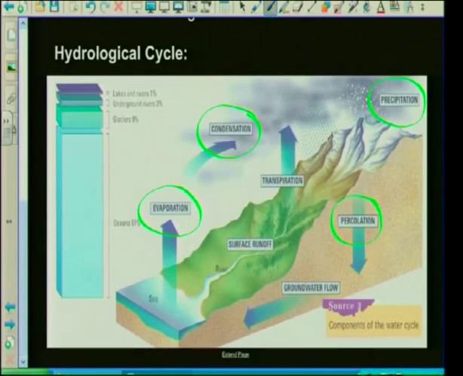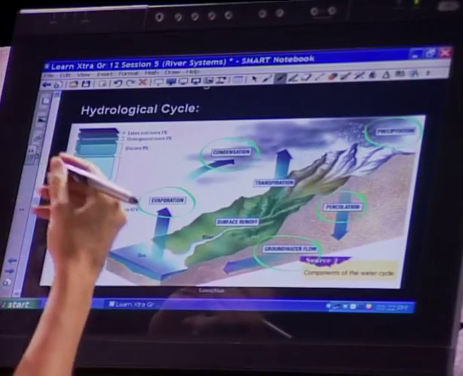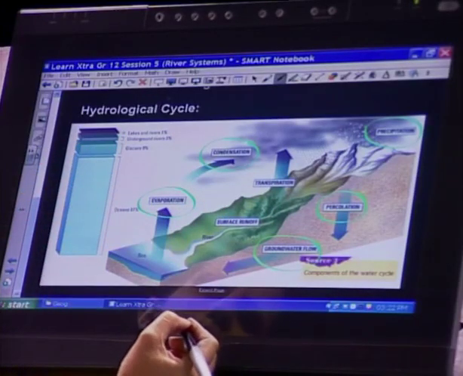Okay, percolation is just another way of saying infiltration. You will notice that the arrow is showing you that the water is seeping below the Earth's surface. Once the water has percolated below the Earth's surface, it becomes a part of our groundwater, which ends up in our water table.